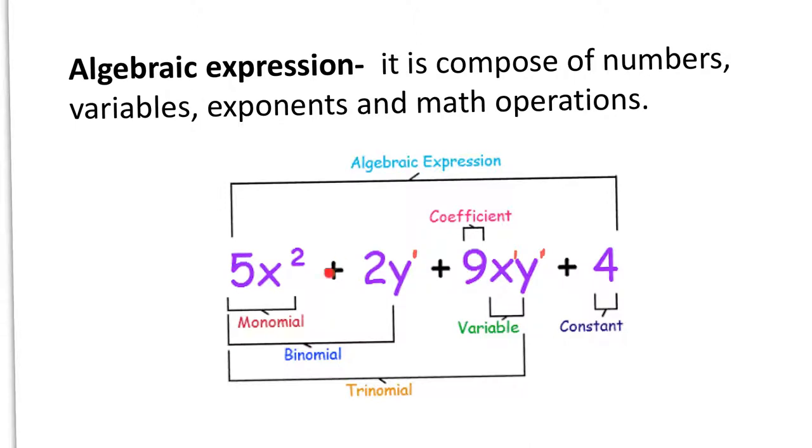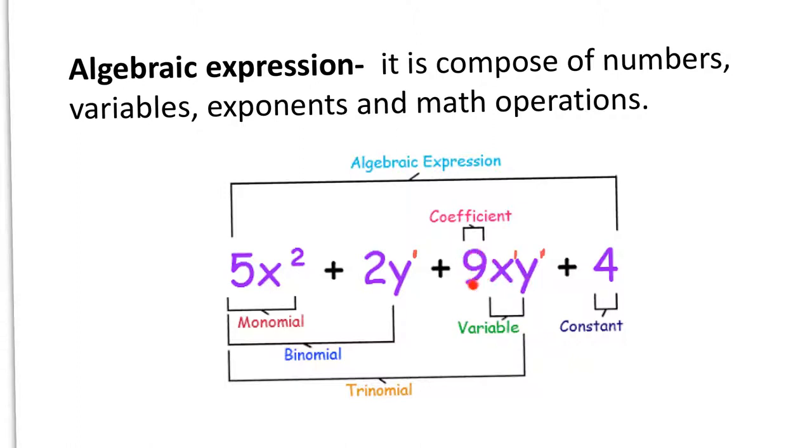The next one, plus 2y, that's the second term. So all of this here is a 2y because it has a number and a variable. The third term is this one, 9xy. And the fourth term is just a number, no variable, 4. That's also a term. Now those terms, they have a specific name. So if you look at the actual number with no x, that's called a constant. So every time you guys hear me say constant, I'm referring to the number with no variable, just a number by itself.